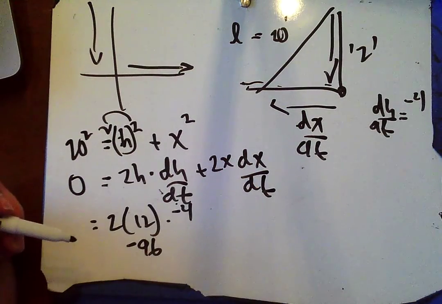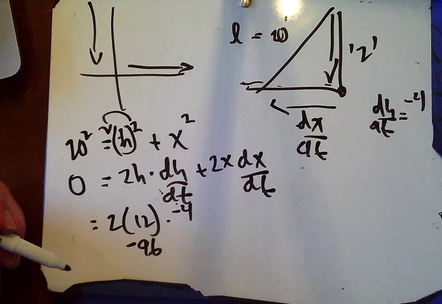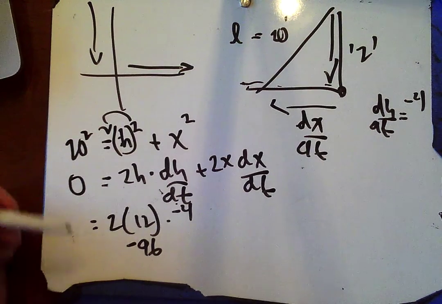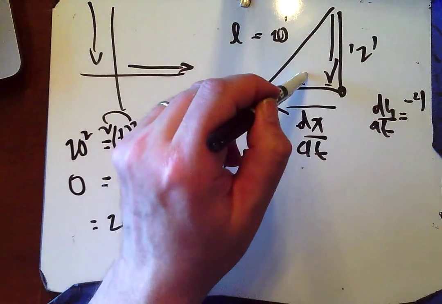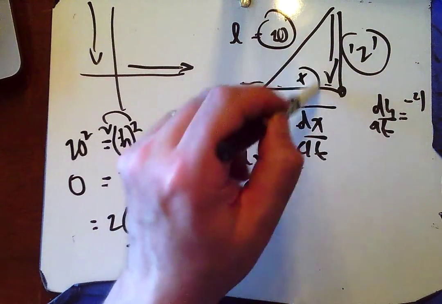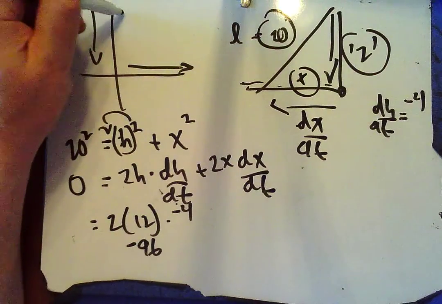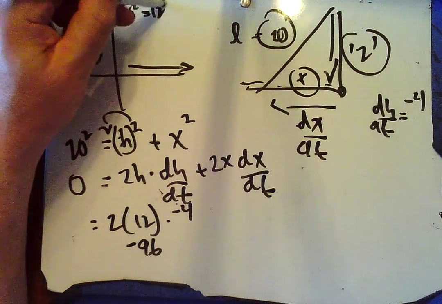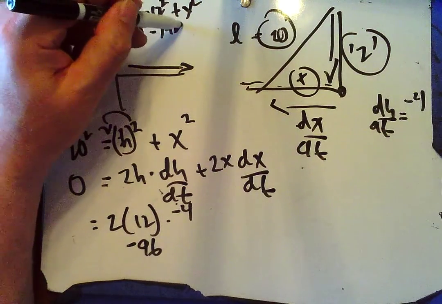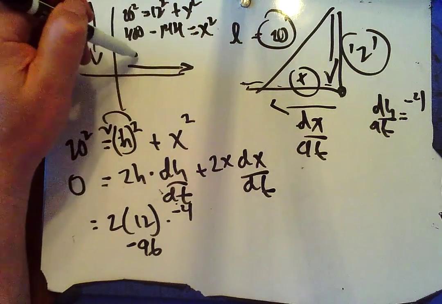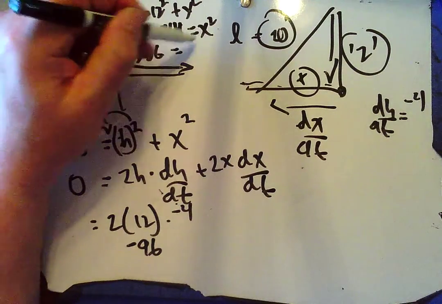All right. And we're looking here to find out how far away from the wall the base is at the moment and how fast it's sliding away. So we want to find both x and dx/dt. Well, x is pretty easy because it's just doing the Pythagorean theorem. 20 squared equals 12 squared plus x squared. 400 minus 144 is x squared. Is that 256 equals x squared?